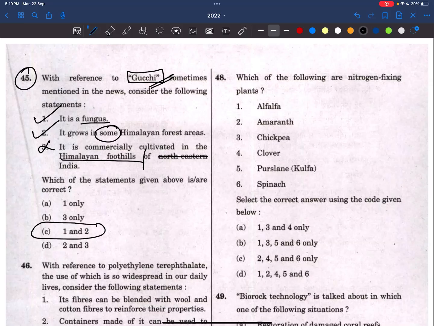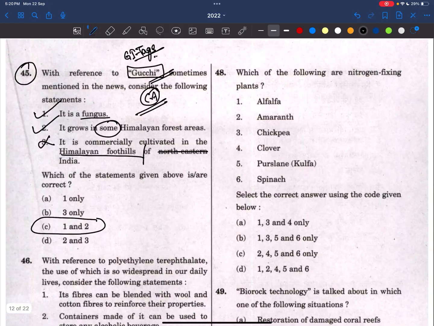Now see friends, we have to read about these Gucci mushrooms and also about GI tags, whichever recently have achieved GI tags. So those things we have to read, and these things will be in current affairs. So the current affairs compilation, whichever you are following, please be careful while reading these type of things.